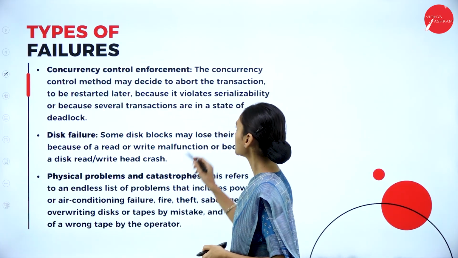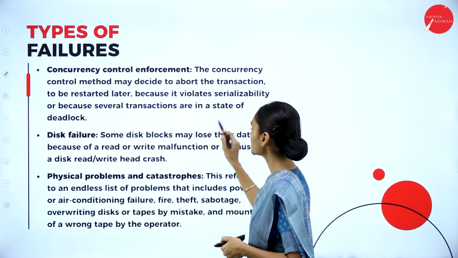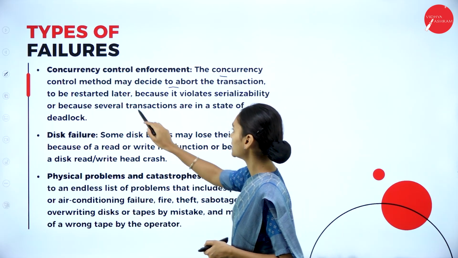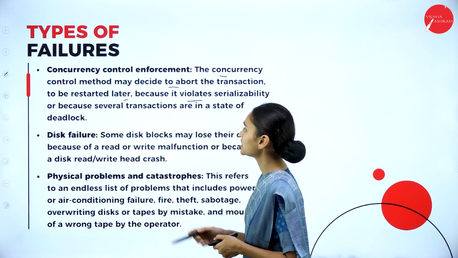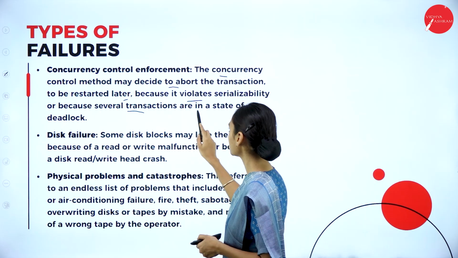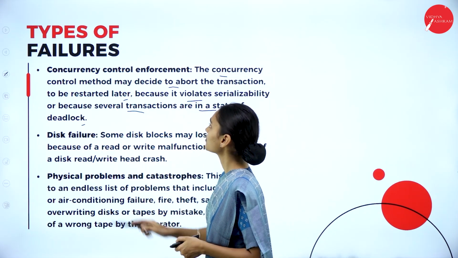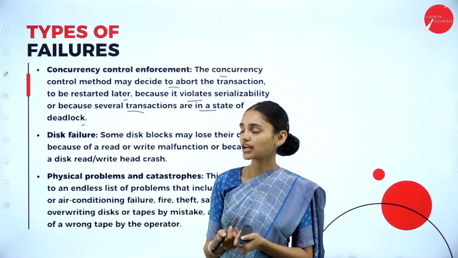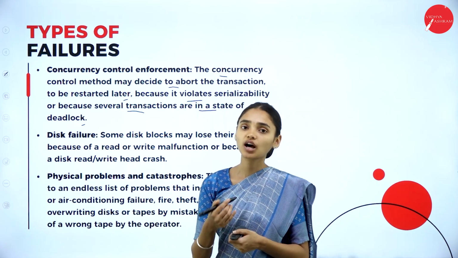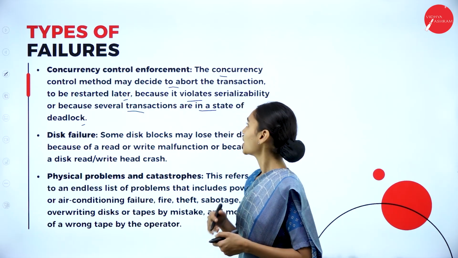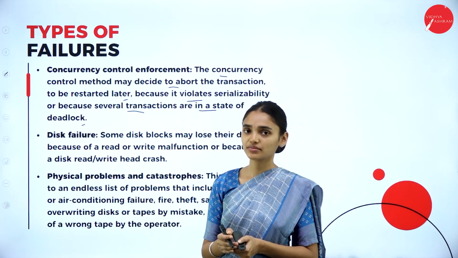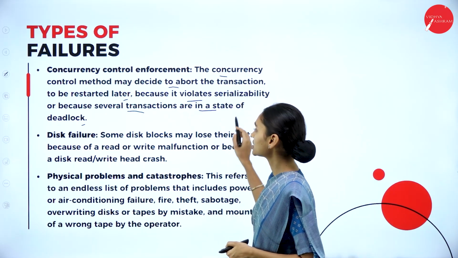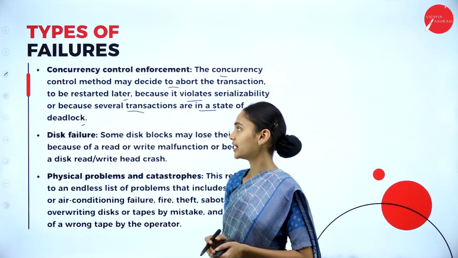Next is concurrency control enforcement. The concurrency control method may decide to abort the transaction to be restarted later because it violates serializability or because several transactions are in the state of deadlock. So in concurrency control enforcement, the method may decide to abort the transaction to be restarted later. It is aborted and then restarted later because of violated serializability or because several transactions performing concurrently are in the state of deadlock.